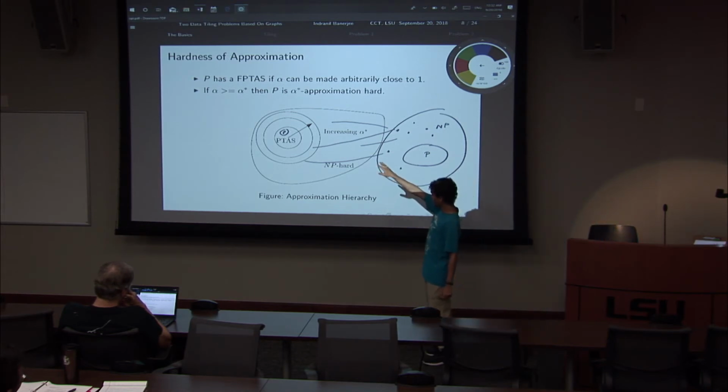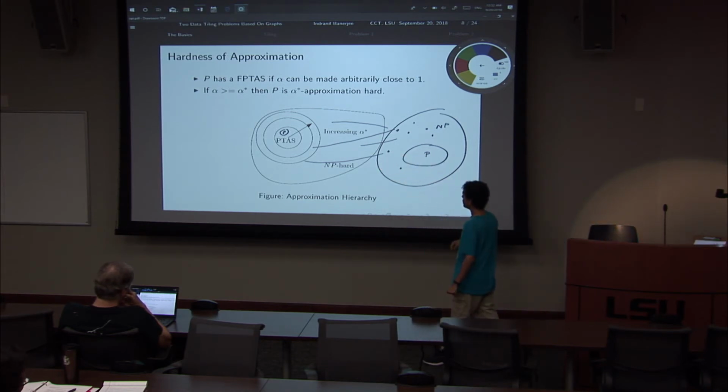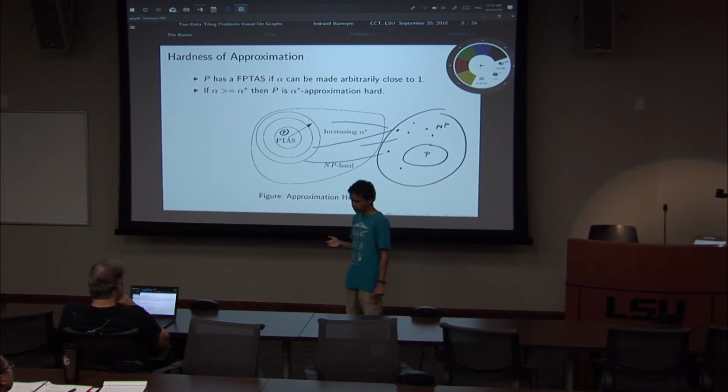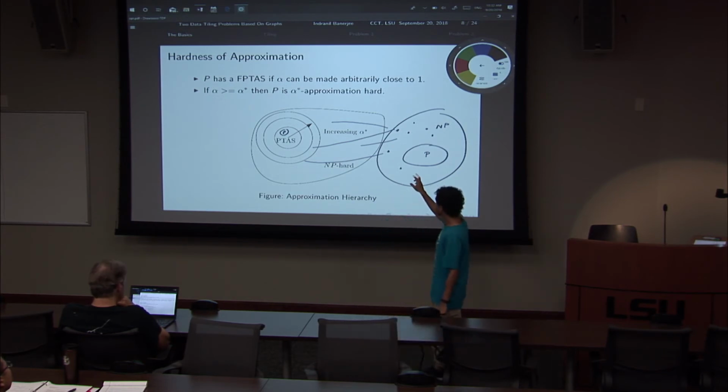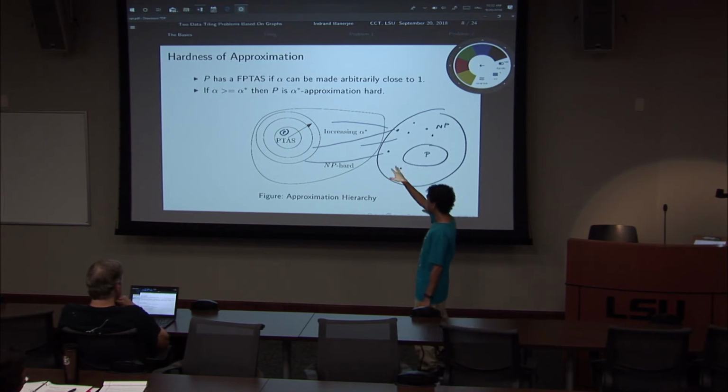Let's start with the first sentence. FPTAS means fully polynomial time approximation scheme. What it means is that for that particular problem, remember the approximation ratio I was showing in the output value? I can make that arbitrarily close to 1.